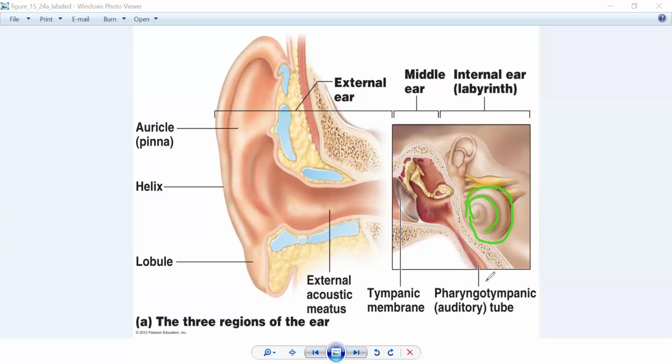And I don't see it labeled here. Continuous with the cochlea, you have this organ attached to it called the vestibule. And from the vestibule, you have these circular structures called semicircular canals. So in the vestibule, you have receptors to interpret balance.